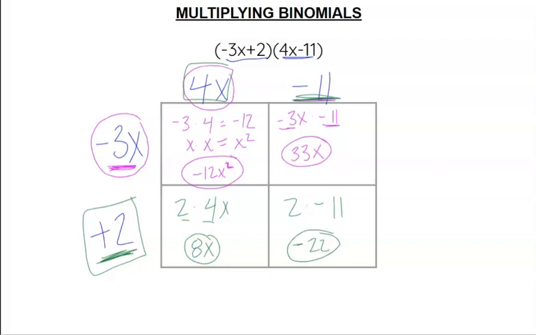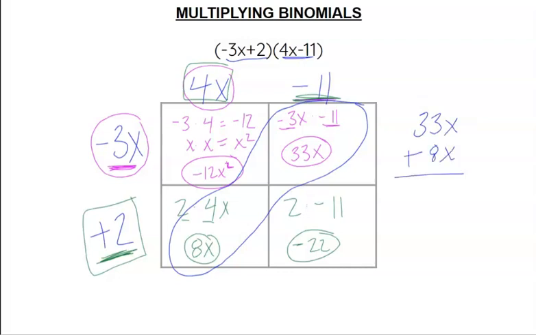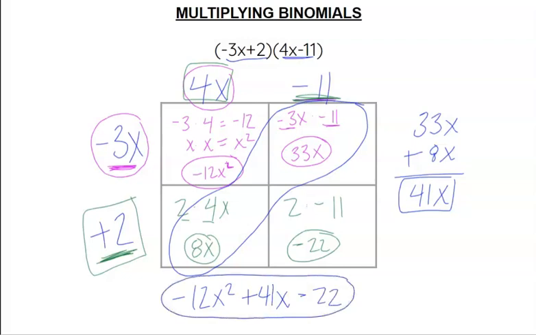So now that we know where to look for those like terms, I can see that here and here, I have 33x and 8x that I can add together. So 33x plus 8x is equal to 41x. So now when I write my final answer, I'm going to put negative 12x squared from that first box. And then I'm going to put that 41x in the middle for those simplified like terms. And then I'm going to end with that minus 22. And this allows me to have my polynomial written in that standard form and all nicely simplified for my final answer.